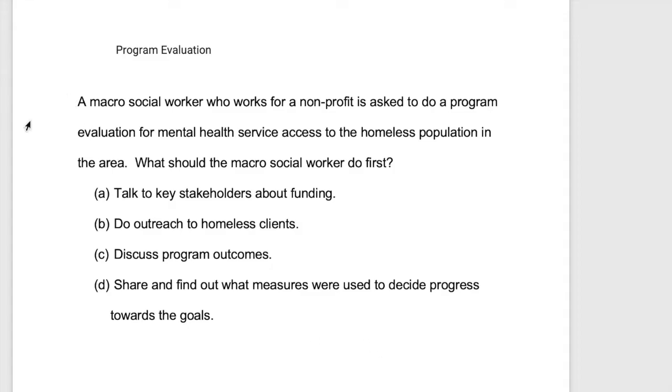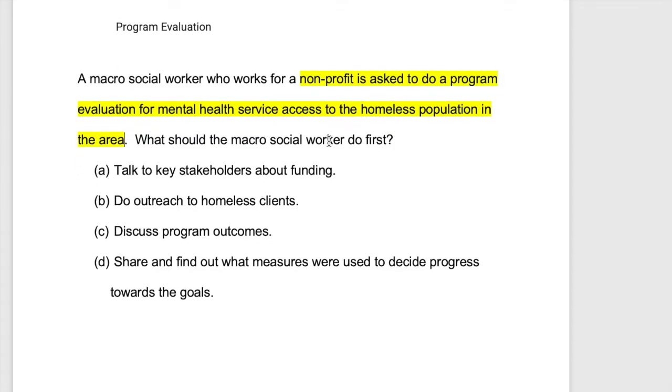Okay, a macro social worker who works for a nonprofit is asked to do a program evaluation for mental health service access to the homeless population in the area. Okay, so I'm just going to mark up some keywords here. What should the social worker do first?